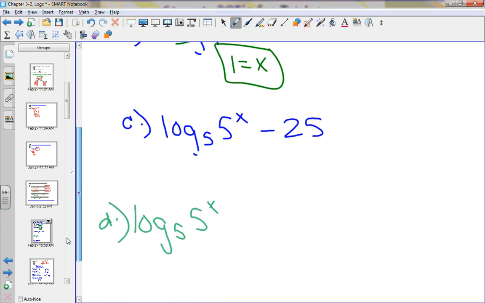The next one, log base 5 of x is equal to, that's supposed to be an equal sign, right? Is equal to 25, so what's that give you? So log base 5 of 5 cancels out, and I have x is equal to 25.